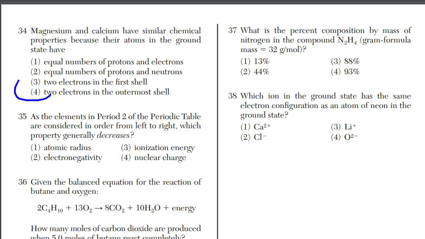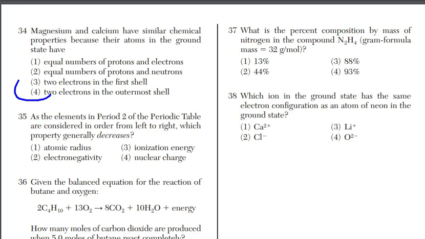For 35, it says, as the elements in period 2, remember that's the second row of the periodic table, are considered from left to right, which property always decreases? Now, when you're dealing with periodic trends, you can look up almost every single one of these on Reference Table S. The only one that is on the periodic table itself is nuclear charge. Nuclear charge, right, the charge of the nucleus, you have protons and neutrons. So, of course, what has a charge in the nucleus are the number of protons.